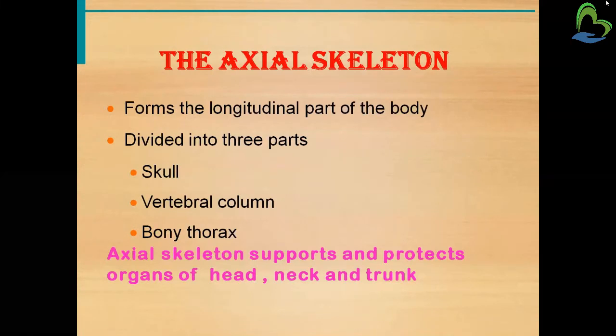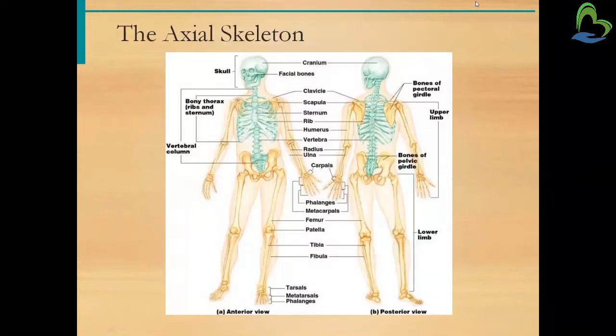Now the axial skeleton forms the longitudinal part of the body and is divided into three parts: the skull, the vertebral column, then the bony thorax. The axial skeleton supports and protects the organs of the head, neck and trunk. Okay, so this is the picture of the axial skeleton.